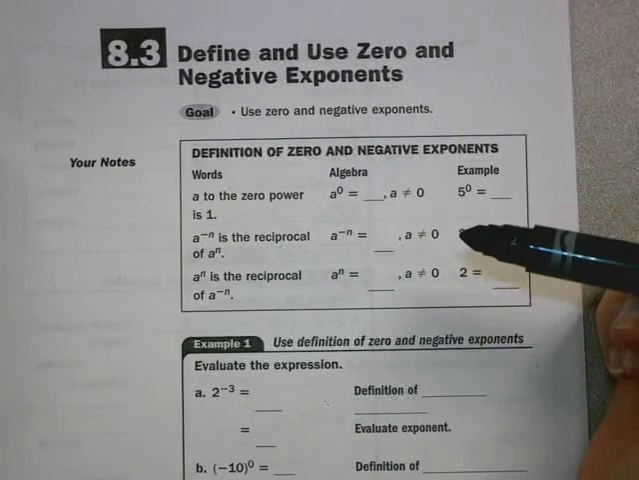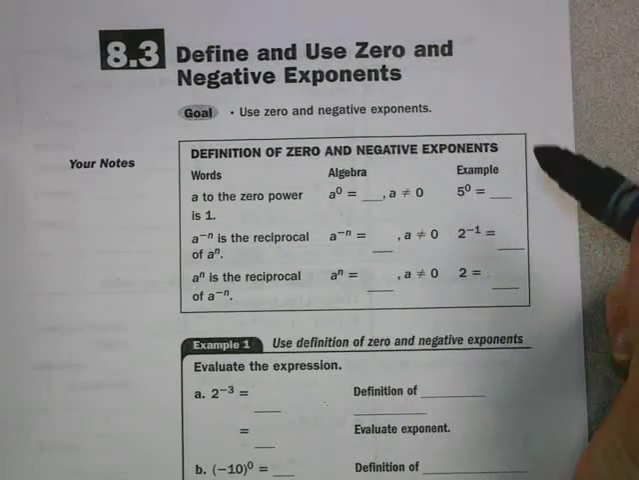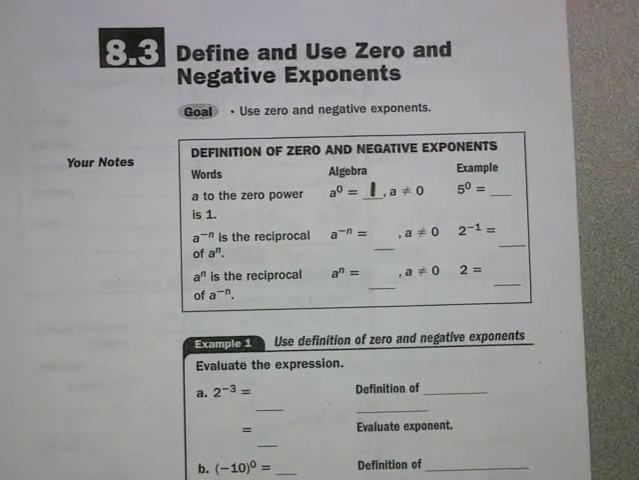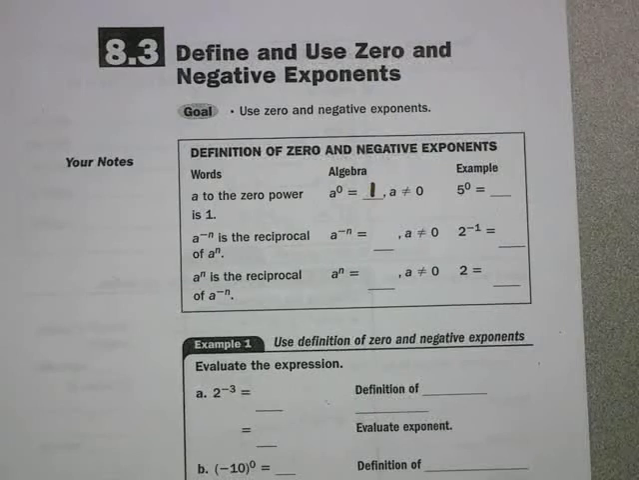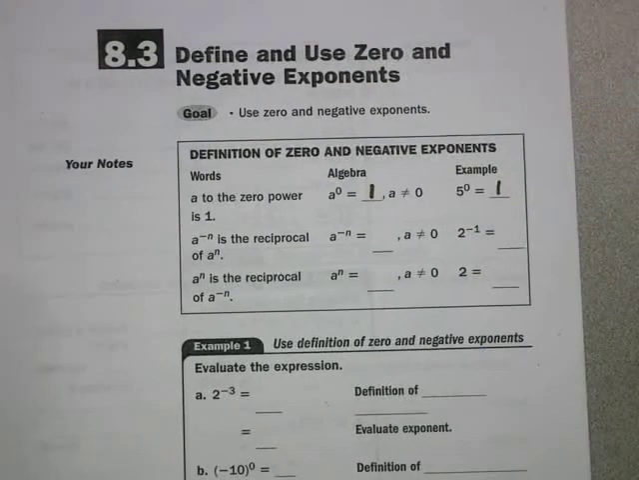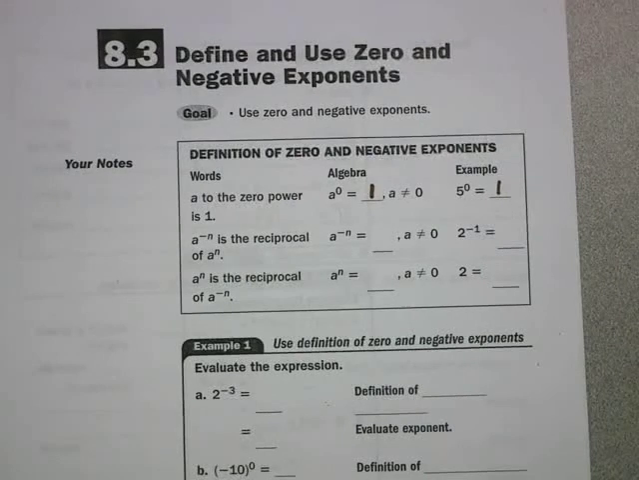So you should have already done the exploration and discovered that a to the 0 power is 1. A can't be 0. So any number besides 0 to the power of 0 is 1. So 5 to the 0 power is 1, 1,000,000 to the 0 power is 1, 245.376 to the 0 power is 1.